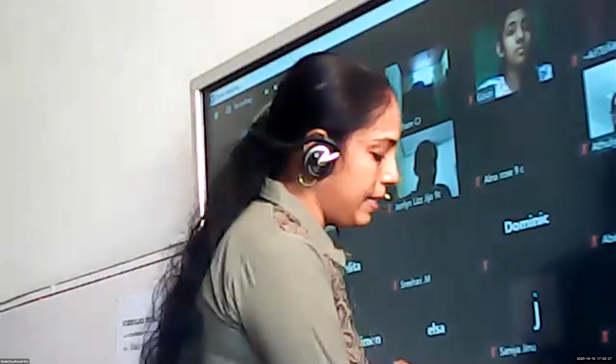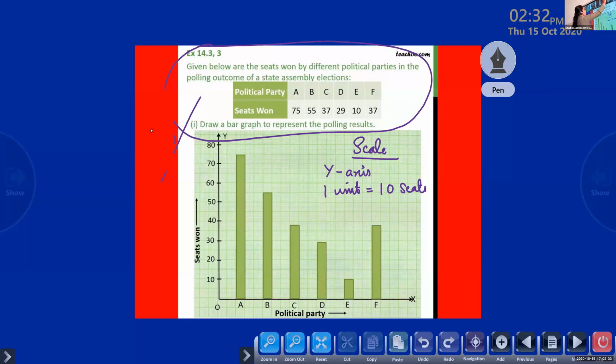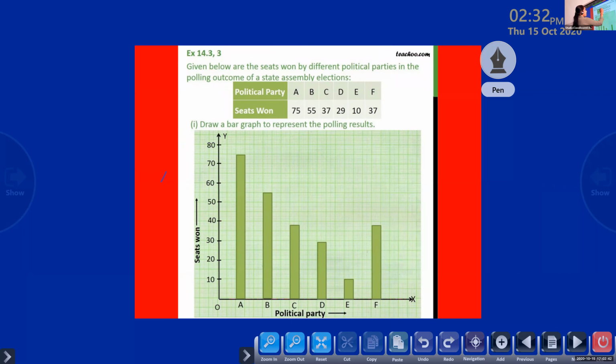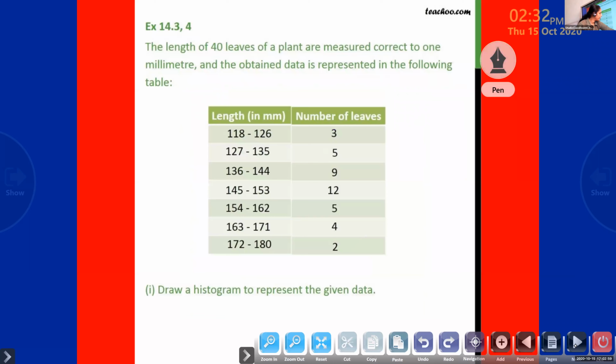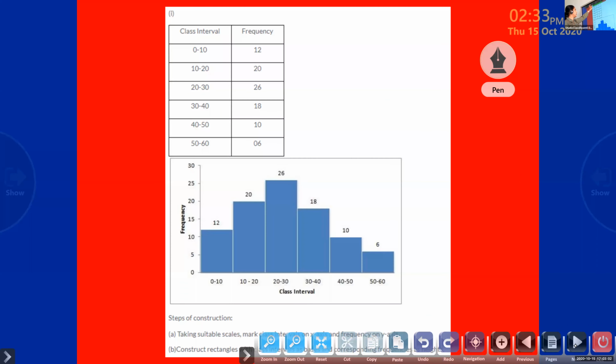Okay, children. Now look at this question. Just now we did. Each one A and one frequency corresponding to it, B and one frequency corresponding to it. So we have to draw a bar graph with individual frequencies. Okay. And I'll show one histogram to you. See, children, this is a question of the histogram. Can you see this? Yes, ma'am.